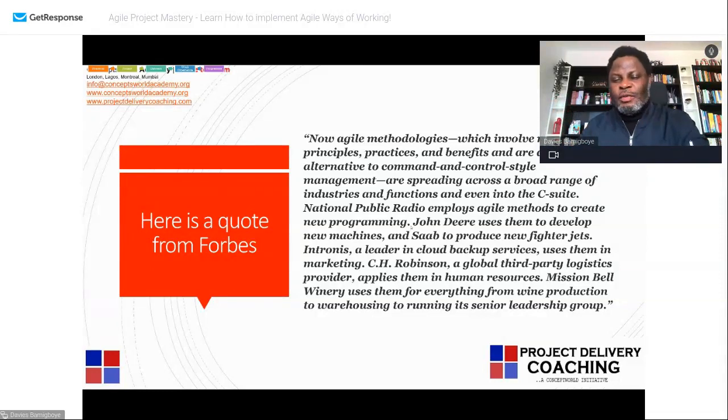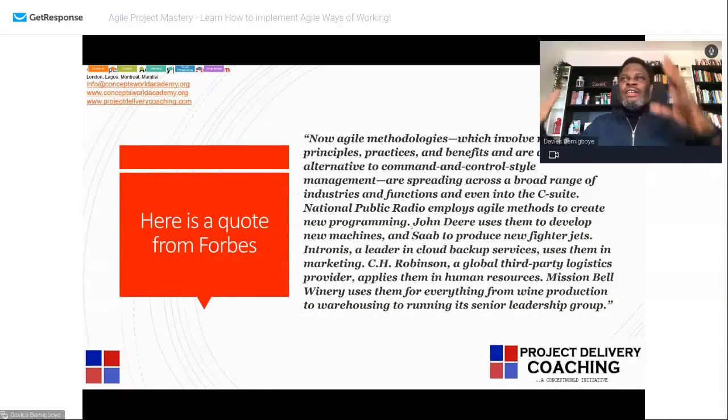CH Robinson, a global third-party logistics provider, applies them in human resources. Think of that. It doesn't even seem to make a lot of sense, right? But this begins to help you look at the way the world is going. Agile can be applied in HR. Like I said, many years ago when I first started out in this market, maybe 2010, about 12 years ago, you could only use agile in software. But more recently I have used agile even in infrastructure.